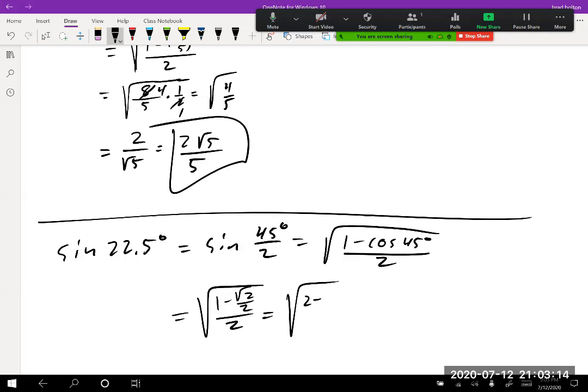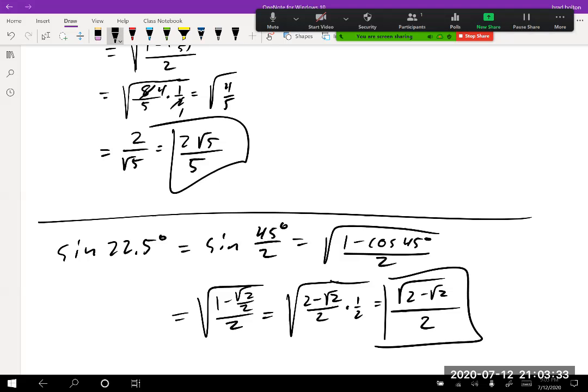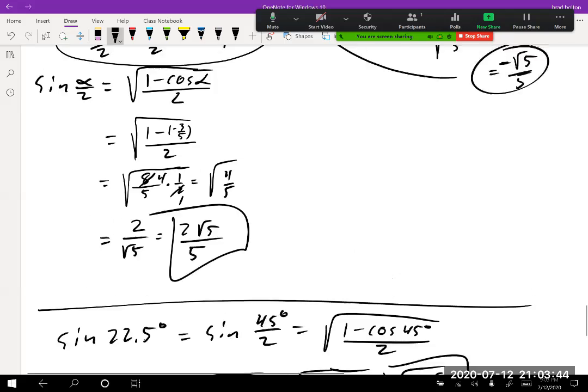And that will be what? The square root of 2 minus the square root of 2 over 2, times 1/2, which is actually the square root of 2 minus the square root of 2, all over 2. Okay. Yep, that's it. And we're in quadrant 1, so we're good. We don't have to stress out about the negative sign, okay? So this is just some problems that you guys could see.